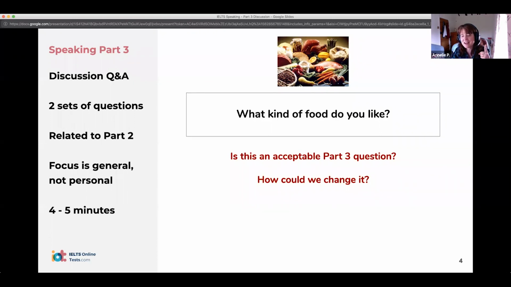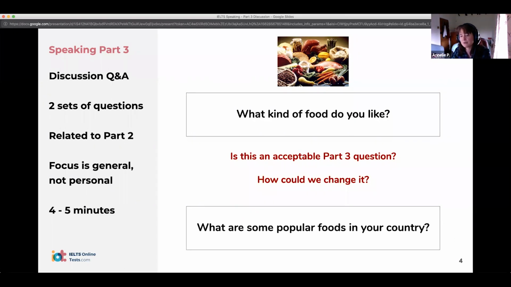Any ideas? Okay, very good, Hugh. Yeah, so we're talking about more like your culture or your country. So what are some popular foods? What do people commonly eat in your country or in your region? Oh, very nice, Ludovica. Preferences across generations. That could definitely be a question. So really compare those 2 questions between the personal and the general, and notice the kind of question you're going to get in part 3.